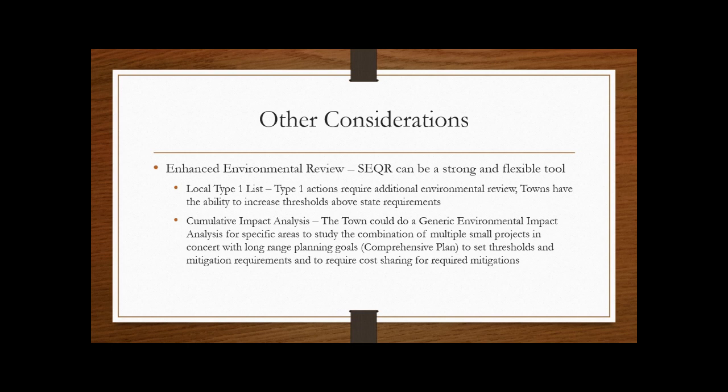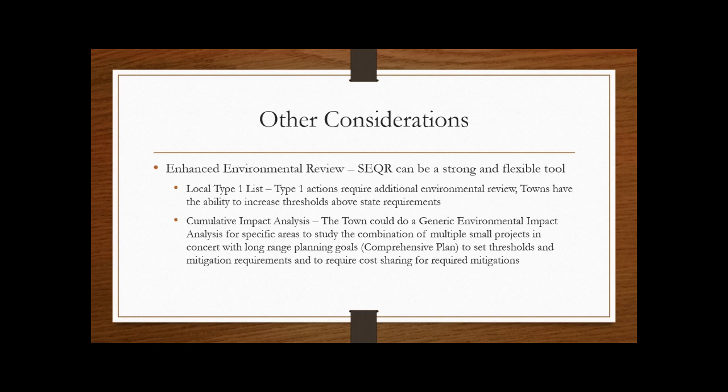In addition to that, using SEQR, the town can do what's called cumulative impact analysis. Generally, when a project is reviewed, the planning board or whatever approving body is looking at that is going to look at just that project. What are the impacts of that project? If you're looking at the subdivision of one parcel at a time, each individual parcel has a pretty small impact. Subdividing one 2-acre parcel off of 50 acres to put a single family house on doesn't have a lot of impact. But when you do that 20 times a year for 10 years, you do have a significant impact.